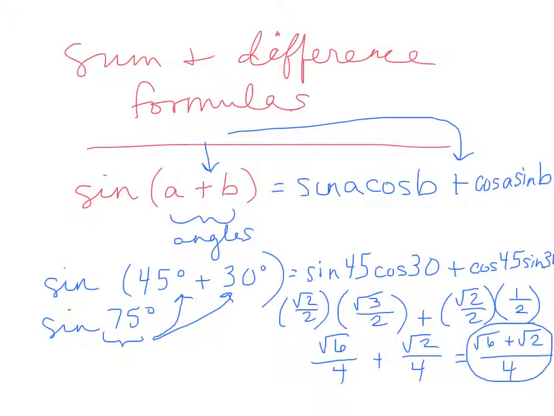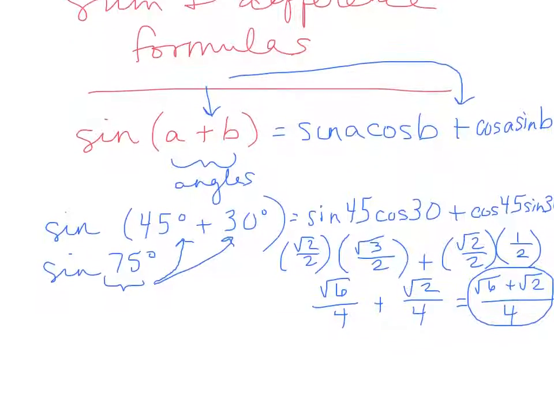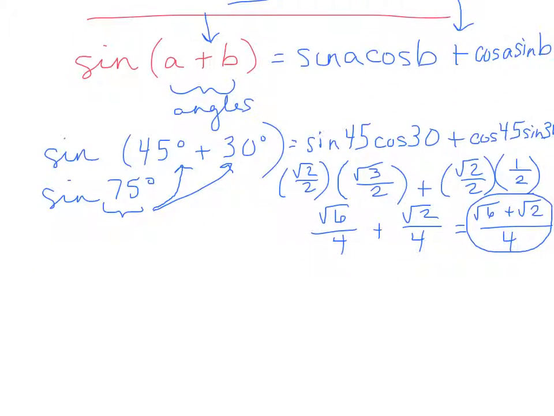All right, that's the sum formula of sine. Let's look at the sum formula for cosine. Cosine of two angles added together. It's similar, but it's a little bit different. It's the cosine of the first one, this time times the cosine of the second one.